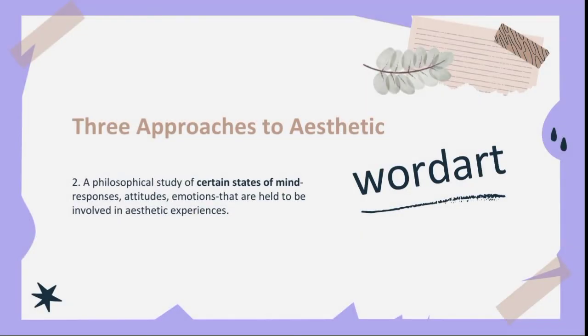Now, let's go to the second approach. Number 2. A philosophical study of certain states of mind, responses, attitudes, and emotions that are held to be involved in aesthetic experiences. Thus, in the seminal work of modern aesthetics, the Critique of Judgment in 1790, Immanuel Kant located the distinctive features of the aesthetic in the faculty of judgment, whereby we take up a certain stance towards objects, separating them from our scientific interest and our practical concerns.